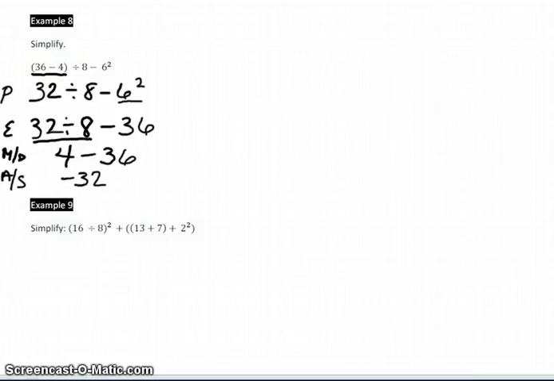I'd like you to try this next example on your own, but I want to give you a little hint before you pause the video and get started. Where you start when you have multiple parentheses is with the innermost parenthesis first. So you're going to take care of this 13 plus 7 first and write the rest of the problem down and then follow through. So start with the innermost parentheses and work your way outward, always following that order of operations throughout the entire problem. So please go ahead, pause the video, and turn it back on and see how you did.